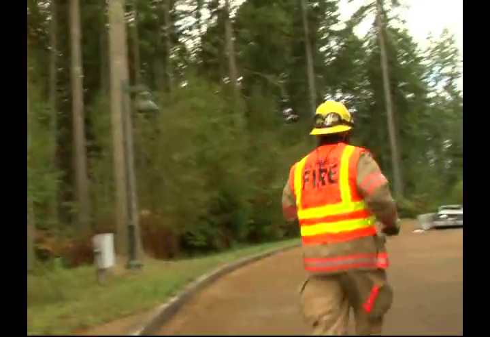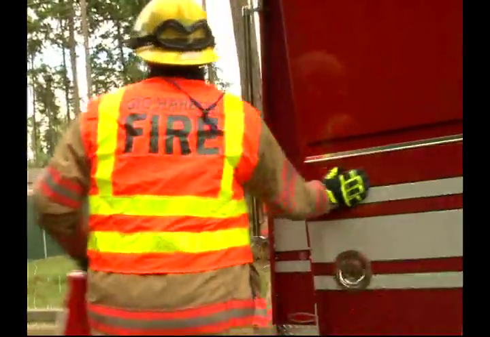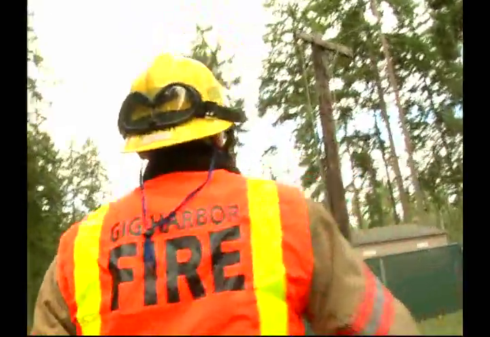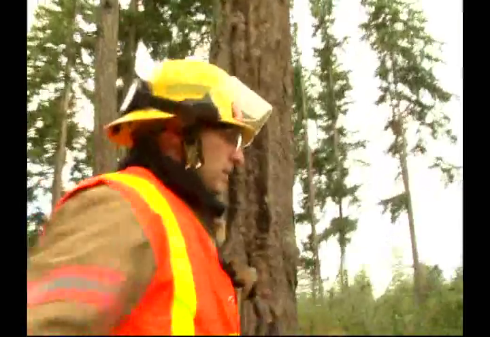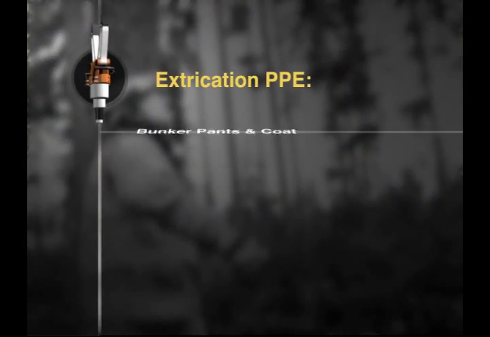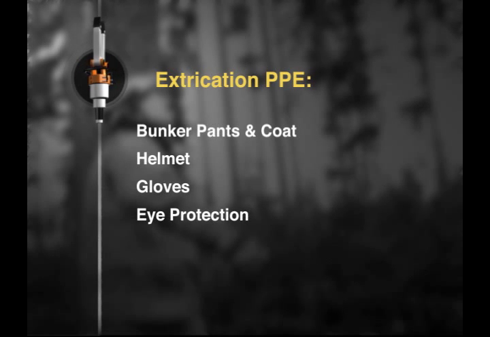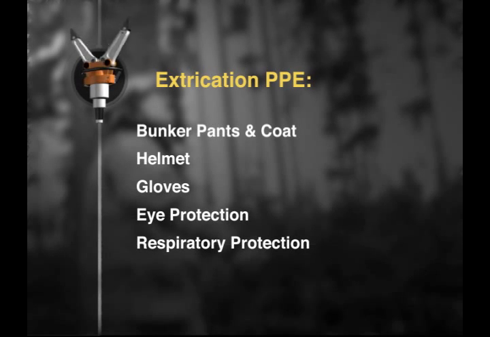The safety of everyone on scene is always the highest priority. To protect themselves from the many hazards at a crash scene, rescuers should always wear appropriate personal protective equipment. Appropriate PPE includes items such as bunker pants and coats, helmets, gloves, and eye protection. Respiratory protection is required for fighting vehicle fires and in situations involving hazardous materials.